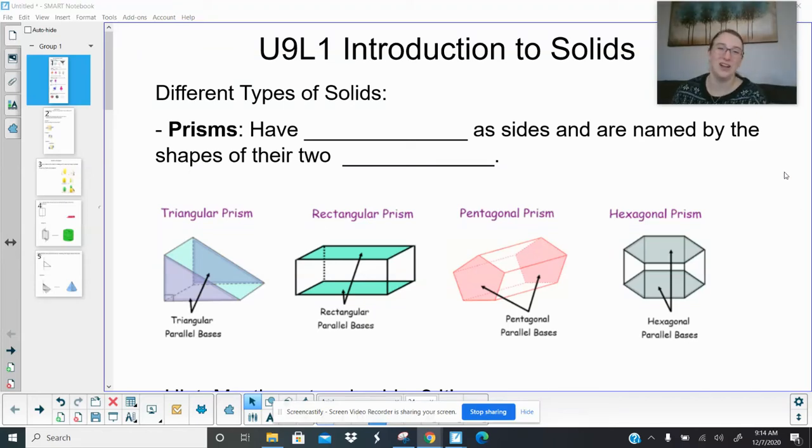On our last unit of geometry, and we are into solids finally.